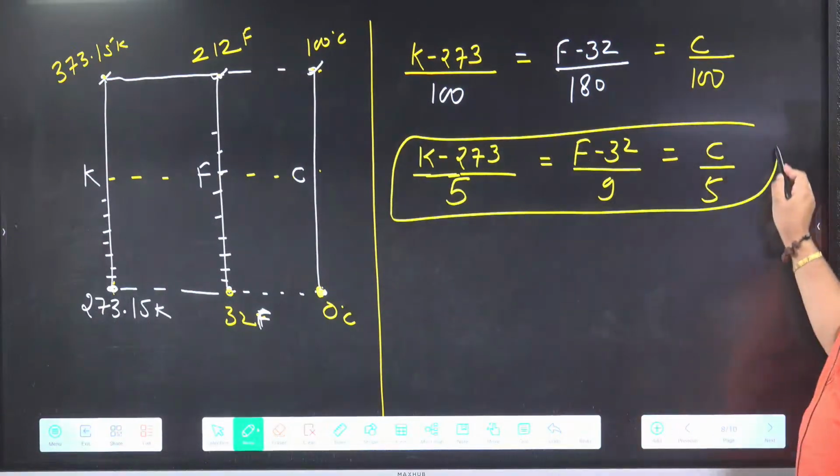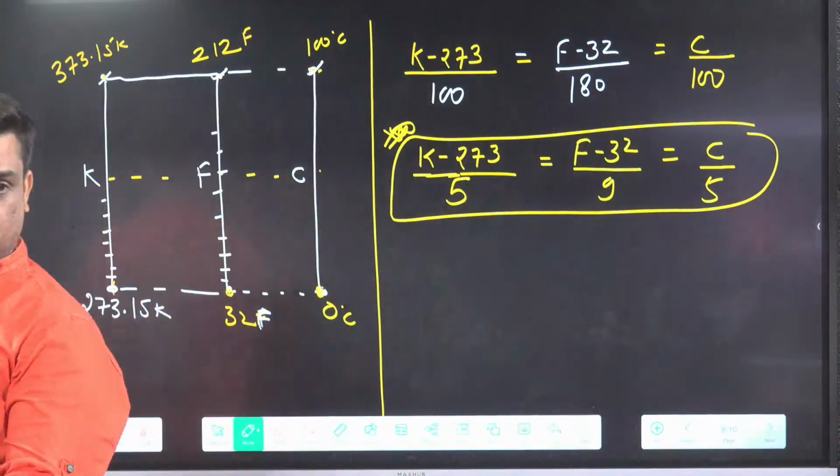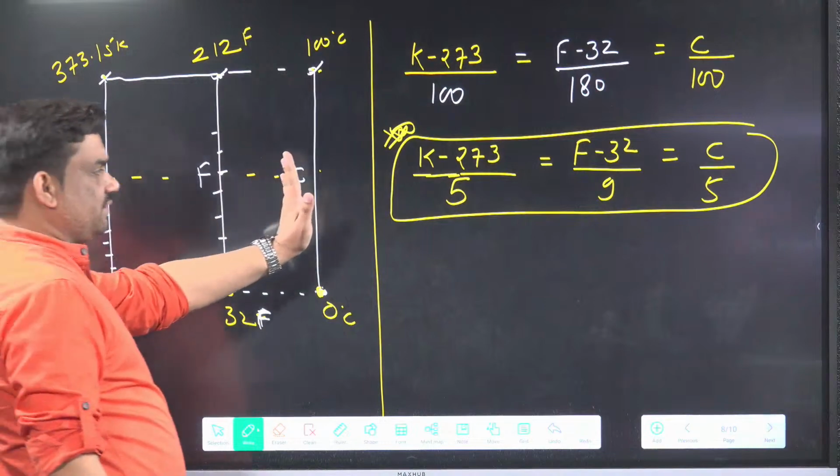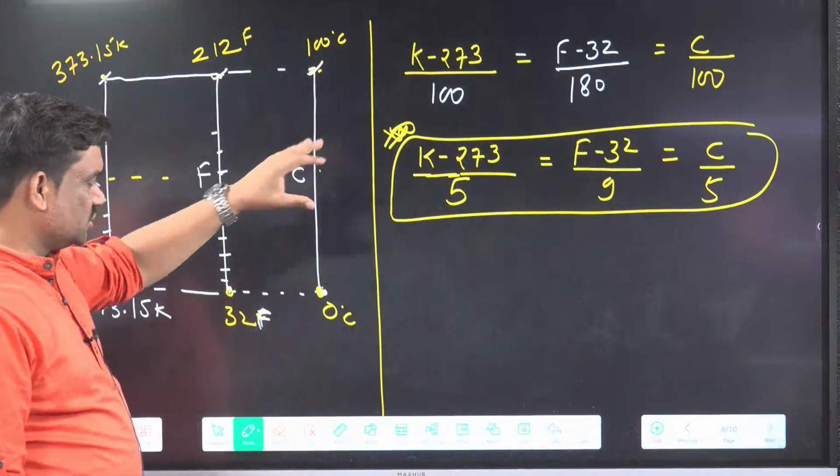And this is the relation that you have to remember always: K minus 273 by 5 equals F minus 32 by 9 equals C by 5. You have to keep this thing in mind. Lower and upper values you also have to remember, as well as this formula.